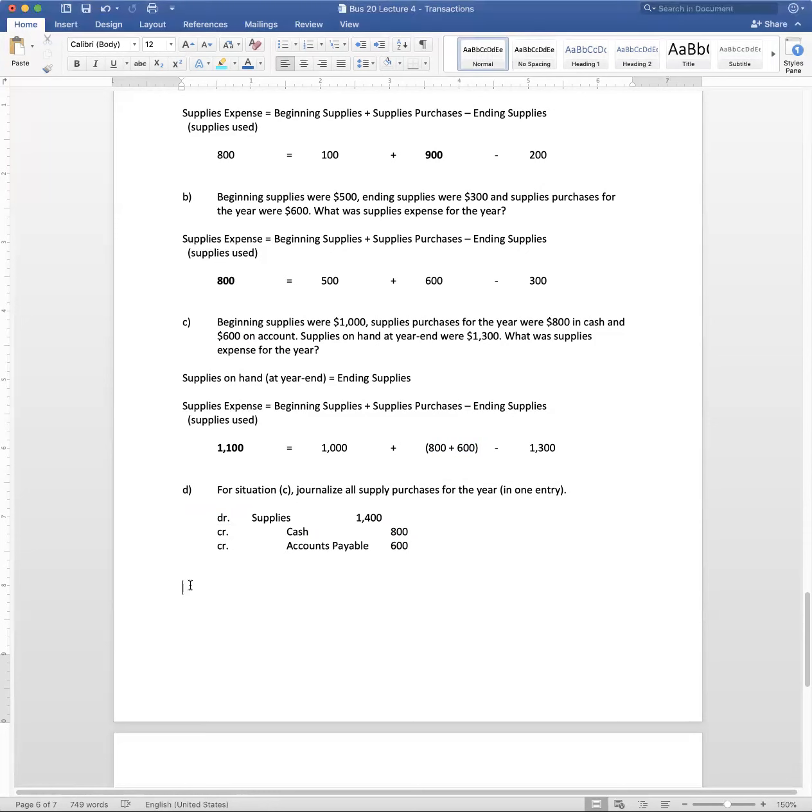All right, and then lastly here, for the same situation C, we're going to give the journal entry to record supplies expense for the year. Okay, so we calculated the supplies expense as $1,100. So we know we're going to debit supplies expense. Remember, expenses are always increasing. They're always going to be debits, $1,100. Now, as we use those supplies, the supplies asset goes down. So we're going to credit or decrease supplies.